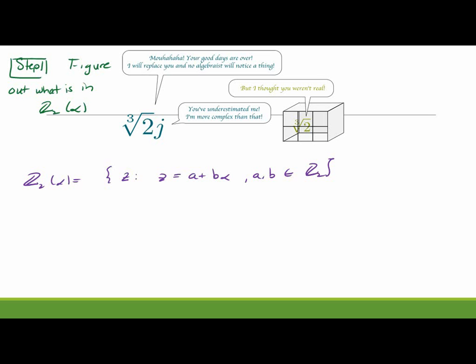So the first step in figuring out how you're going to form the simple field extension is to actually look in Z2 of alpha and see what is in there. By the theorem I gave you, I think last time we met, you know that the simple field extension is going to look like this. It's going to be all combinations of A plus B alpha, where A and B are both in Z2. Well, I literally can write that out.